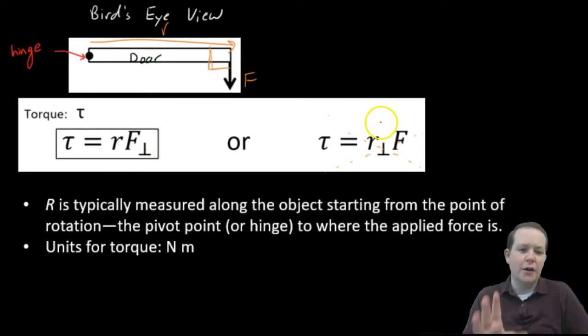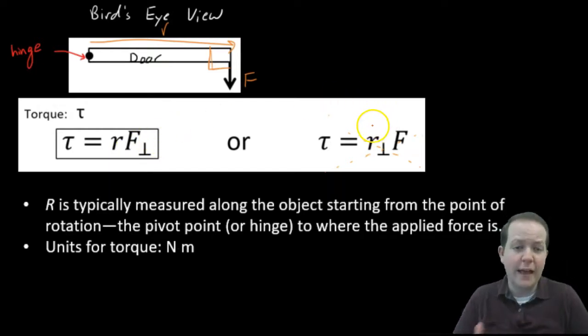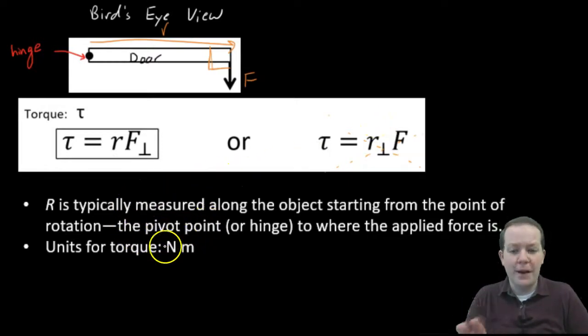You could break down the radius. That's a little weird, but if you want to do that, you could, and that'd be acceptable. All right, so there's our basic reminder. Remember, the units for torque are Newton times meters, Newton meters, okay?